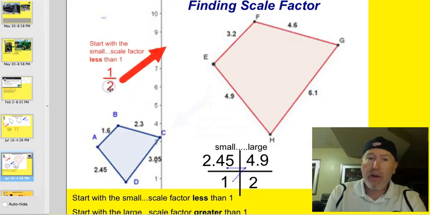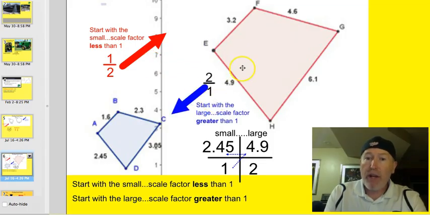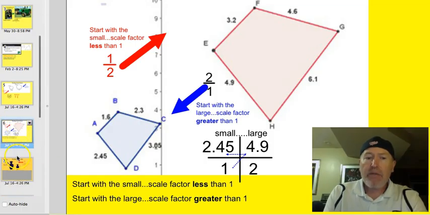Here we go. This is 1 to 2. Starting with a small one, the scale factors are less than 1. Okay, going from small to large. Starting with the large one, it's going to be greater than 1. This one is greater than 1, so this will be 2 to 1. And again, they're reciprocals.